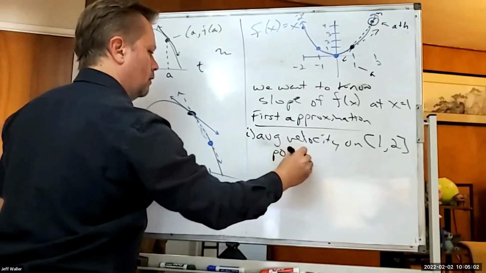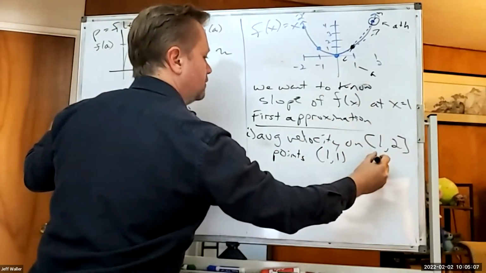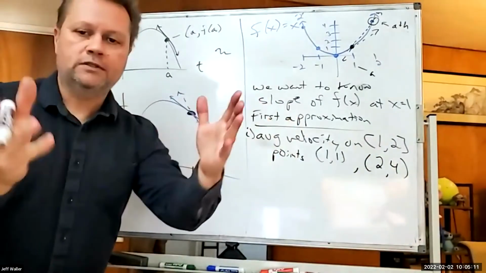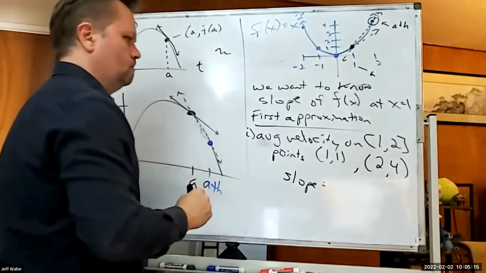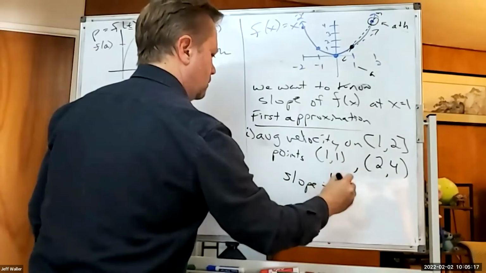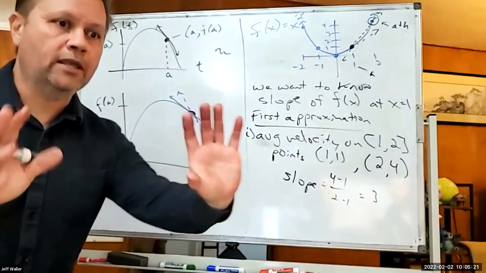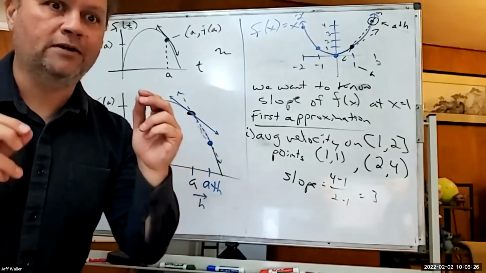1, 1 and 4, 2. I got 1, 1. Careful. 2, 4. Yeah, my bad. Just take a second. What's the slope then? 3? Yeah, it'd be 4 minus 1 over 2 minus 1. 3. I like it. Now I can ask this question. How would we improve our approximation?